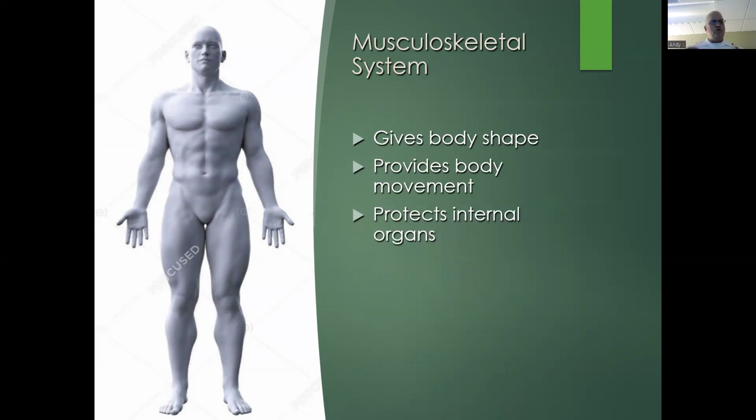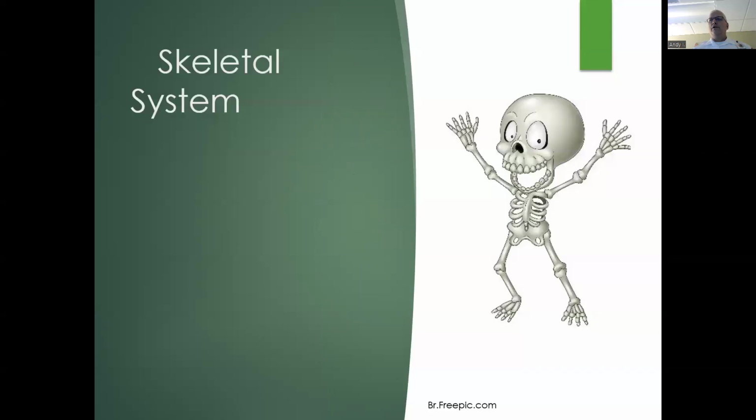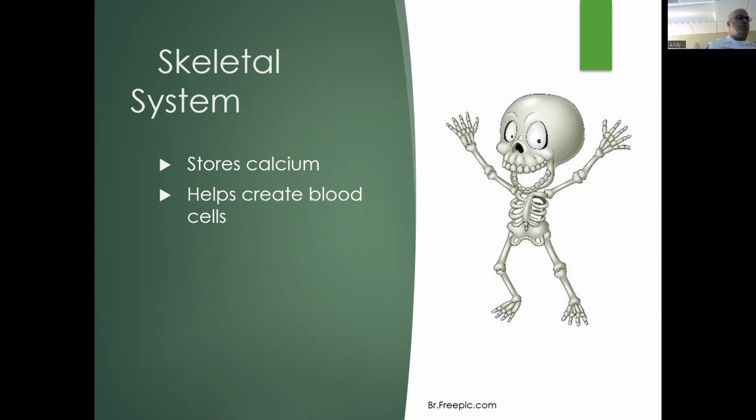If you really think about your body and all of the muscles and the skeleton and bones and how tough they are, think about what they protect on the inside. Well, let's talk about that stuff. So let's get into the skeletal system. Starting with that, it stores calcium for it to be utilized later. It also helps create blood cells in the bone marrow area of the bones.